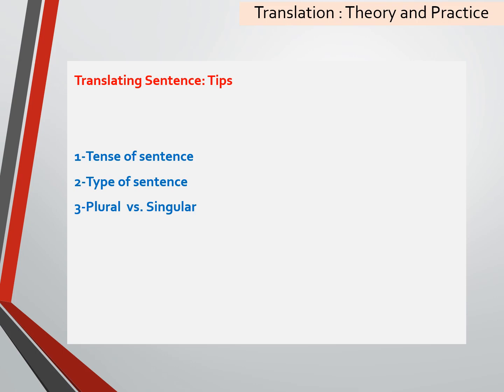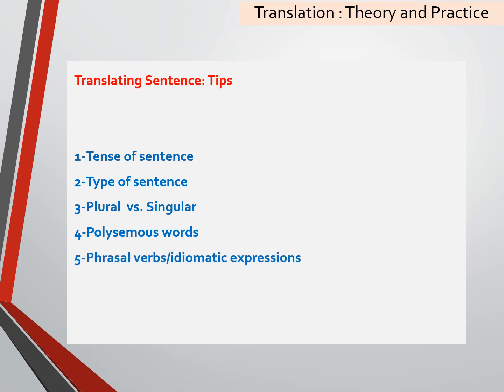The second point to consider is the type of sentence. What is that sentence type? And we know we have different types of sentences. We will come to talk about details in the coming slides. The third point is plurality and singularity, whether there are nouns, whether there are any items that are plural or singular, because this also will help you in order to rewrite the message in the target language.